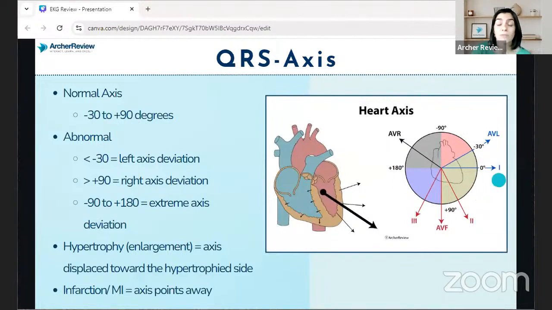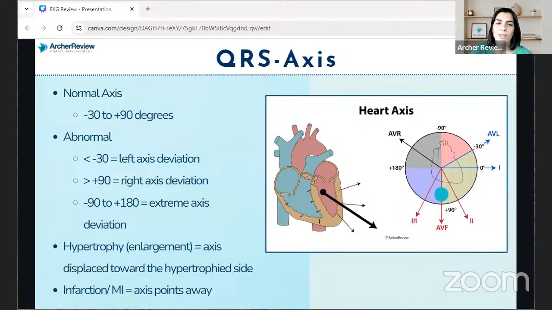Certainly left axis is more common. But basically, the QRS axis can help determine the direction that the electrical conduction is moving in, and that's going to be helpful to determine, do I need to send this patient to cardiology for further evaluation? Maybe they need an echocardiogram to look at the cardiac muscles, the structure of the heart, to see if there has been any remodeling due to chronic disease that's been uncontrolled or not treated.